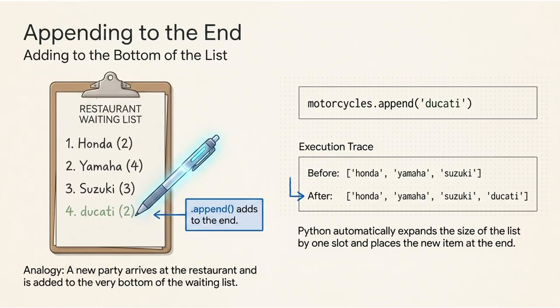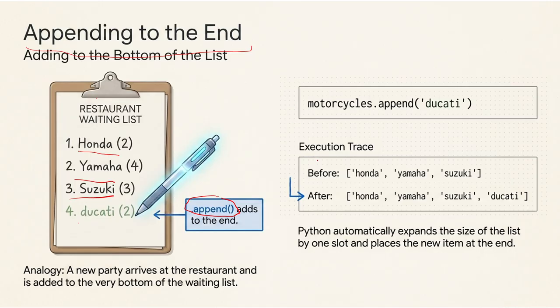So here they are mentioning appending to the list. So what does append mean? It means adding items to the end of the list. Suppose you already have Honda, Yamaha and Suzuki and you want to add Ducati, so you will use the append method for that. Append always adds the item to the end of the list, it never adds it in between.